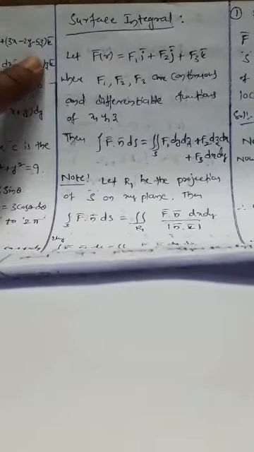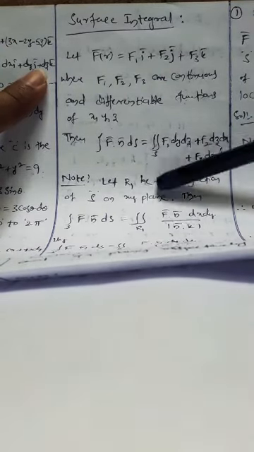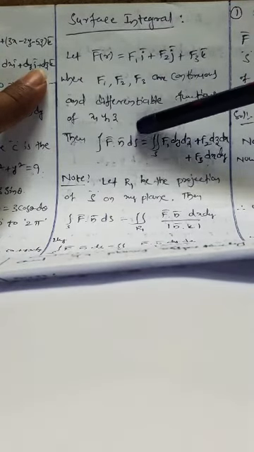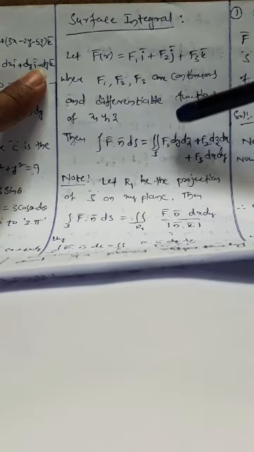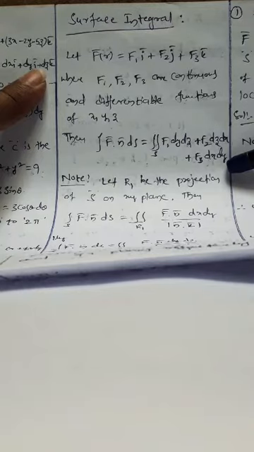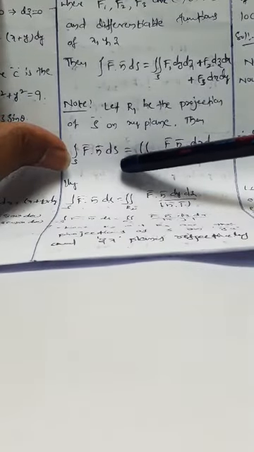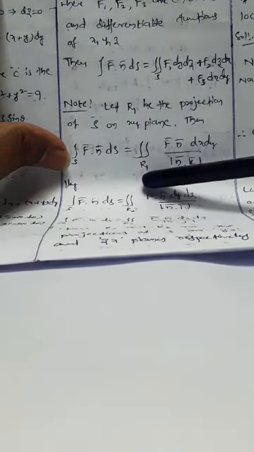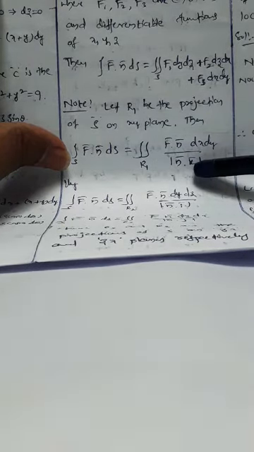Next topic is surface integral. So the surface integral formula: the integral of F dot n dS is equal to the double integration of F1 dy dz, F2 dz dx and F3 dx dy. Generally, if R1 is the projection of S on the xy plane, then the surface integral of F dot n dS equals the double integration over the region R1 of F dot n dx dy by n dot k. If it is in the xy plane, we have to write n dot k.